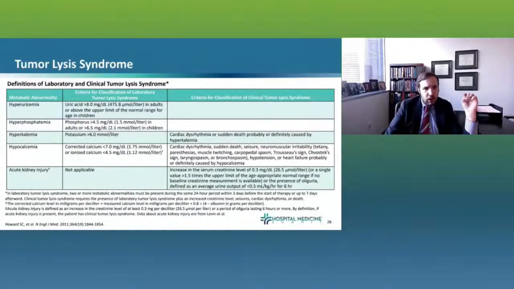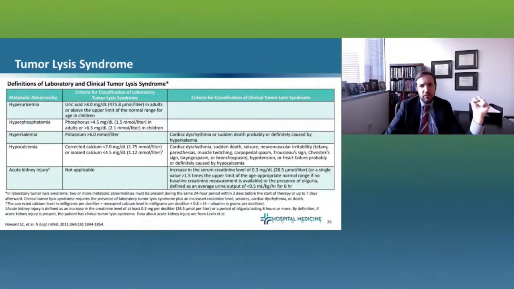So that's your clinical picture. Looking at folks with these abnormalities, they can develop cardiac dysrhythmias, sudden death. Particularly, we get concerned with hyperkalemia. We all know how to manage hyperkalemia. Be very cognizant of that.